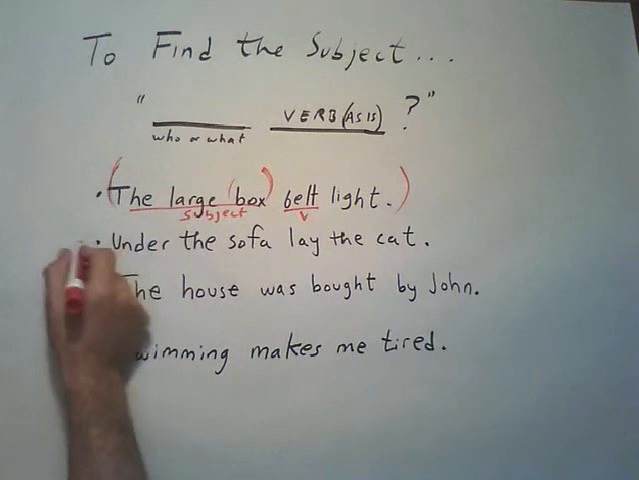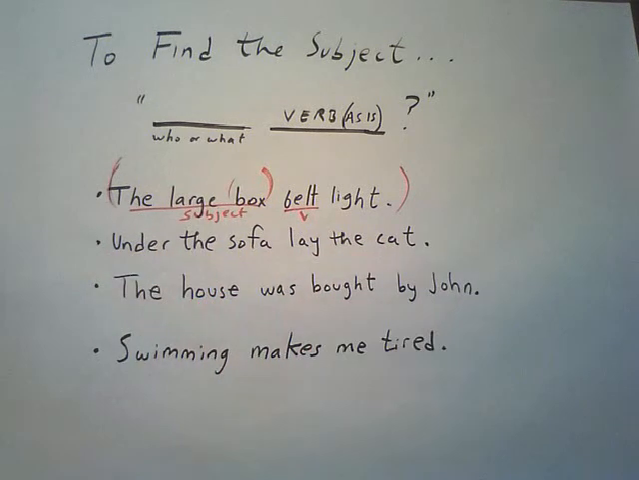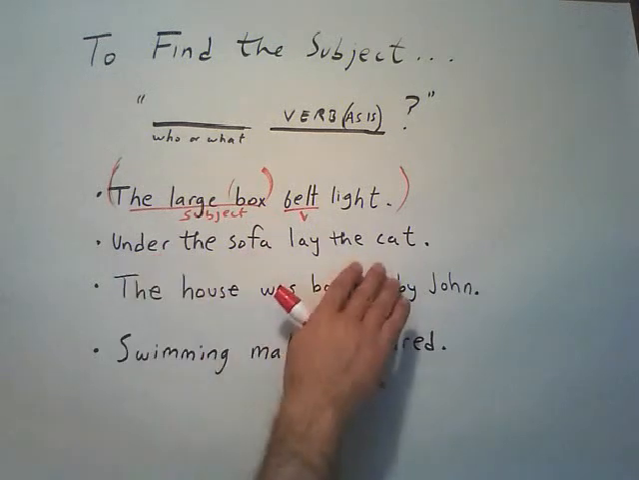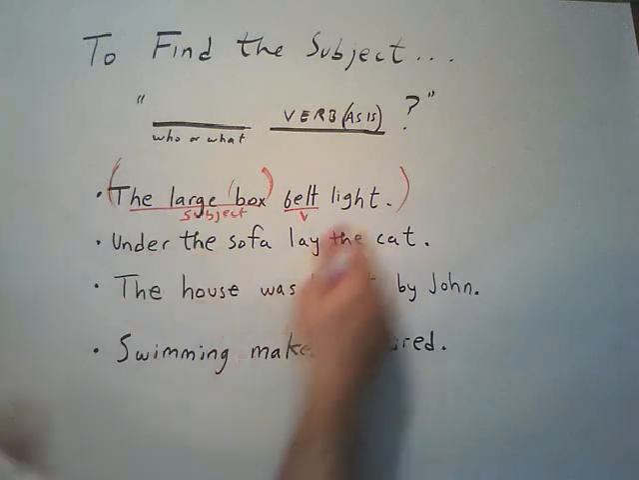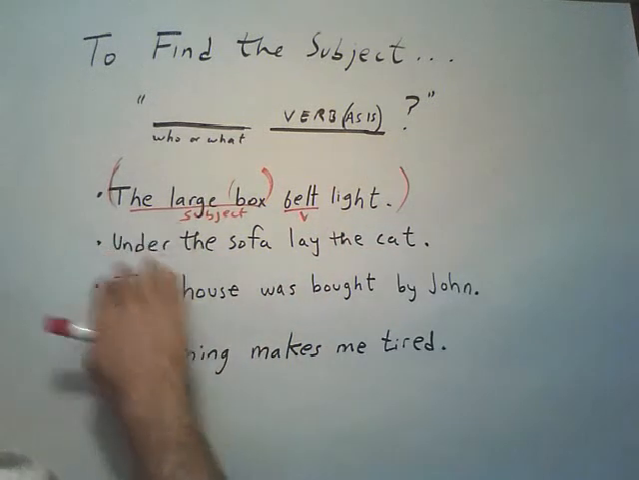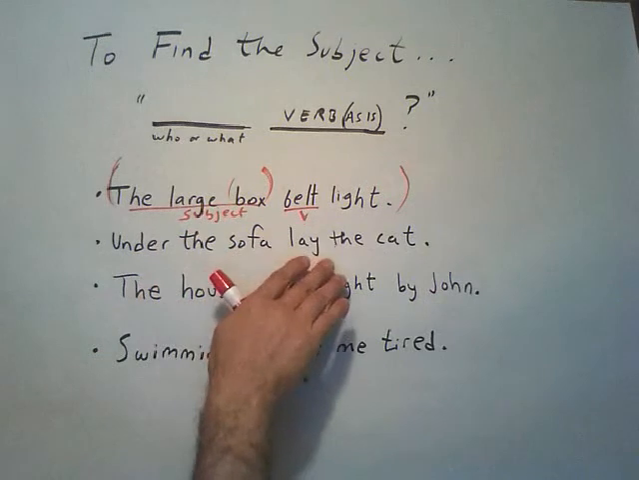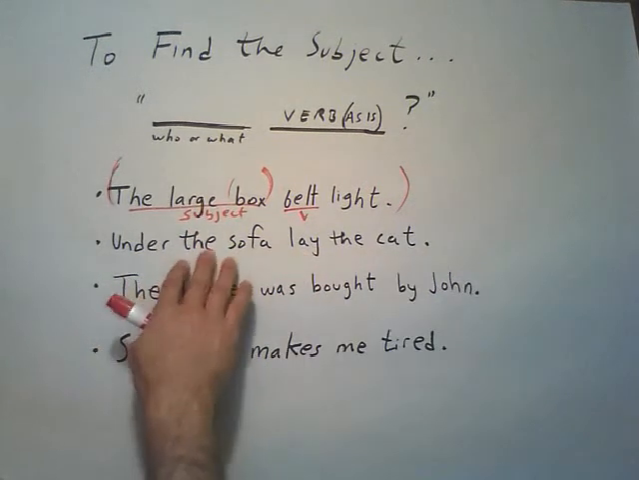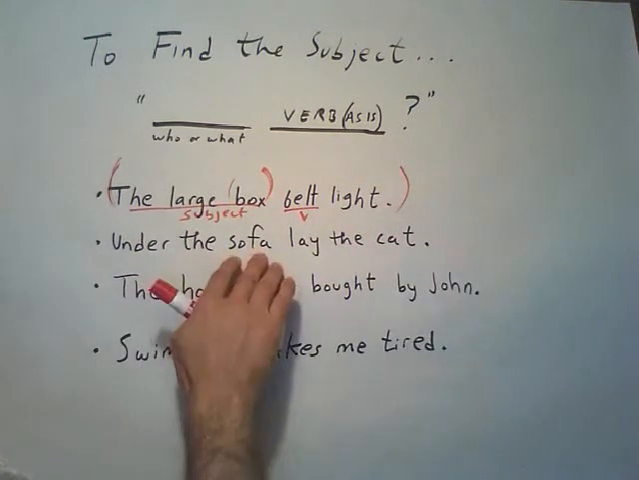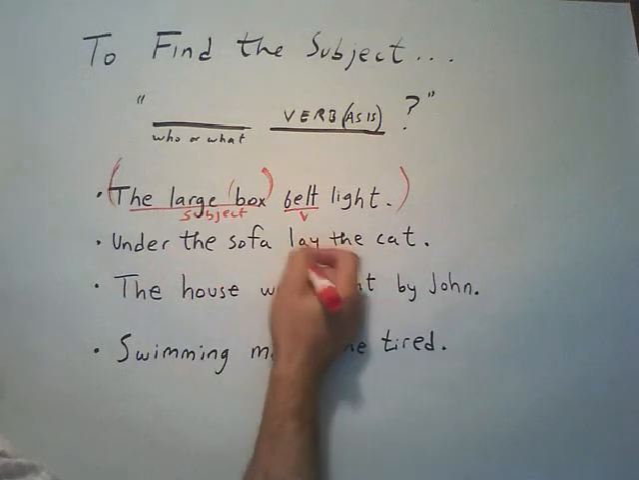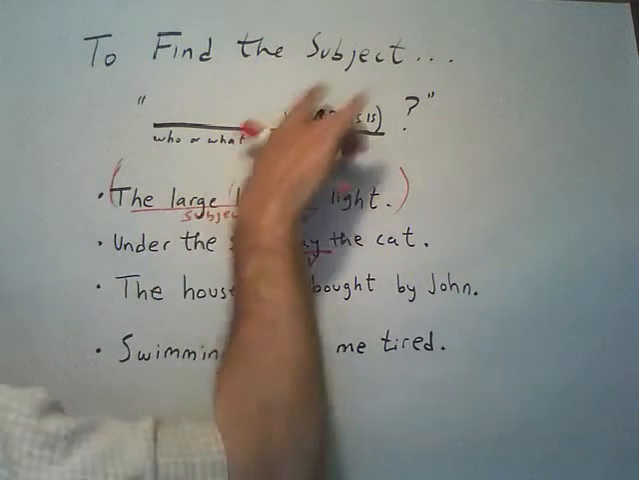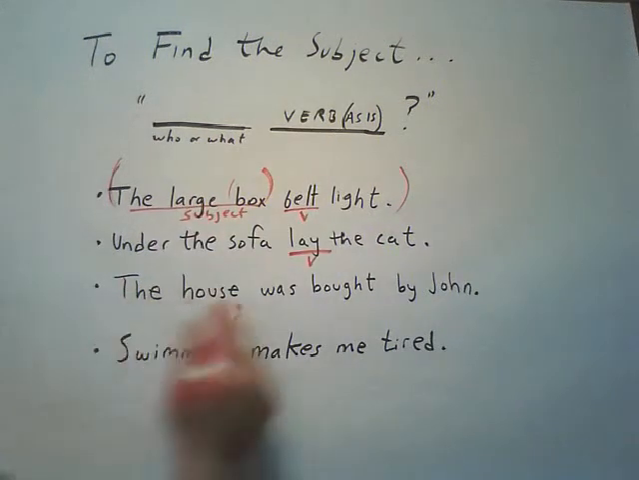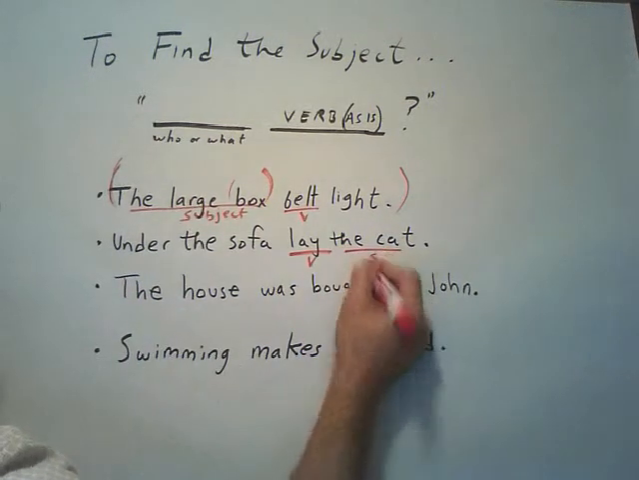Okay, now let's look at this next one. Under the sofa lay the cat. Well, what's the verb? Let's say this in the past tense. Under the sofa lay the cat. There you go. How would we say it in the present tense? All of this sentence here. Under the sofa lies the cat. How would we say this sentence in the future tense? Under the sofa will lie the cat. This is the word that changes. So this is my verb. So I take this and I put it right here. Who or what lay? Now the answer is the cat. So this is your subject.